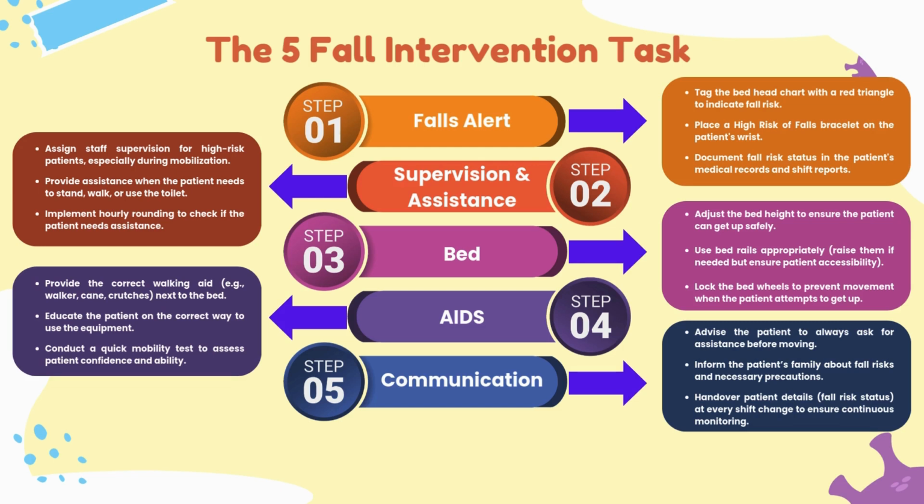Providing proper aids like canes, walkers, or crutches ensures safer mobility. Educating patients on their use and assessing their ability before movement further reduces risks. Finally, communication is crucial. Patients should be encouraged to ask for help. Families must be informed about fall risks, and shift handovers should include fall prevention details. By following these steps, healthcare providers can create a safer environment, reduce falls, and improve patient care.